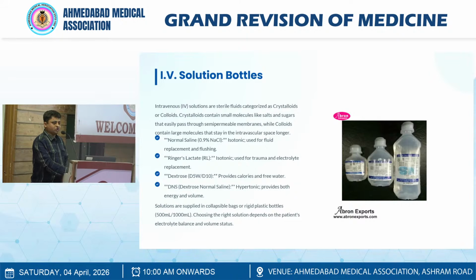IV solution bottles: normal saline, Ringer lactate, DNS. Normal saline is isotonic and used for fluid replacement and flushing. Ringer lactate is isotonic and used for trauma and electrolyte replacement. Dextrose provides calories and free water, and DNS is hypertonic and provides both energy and volume.